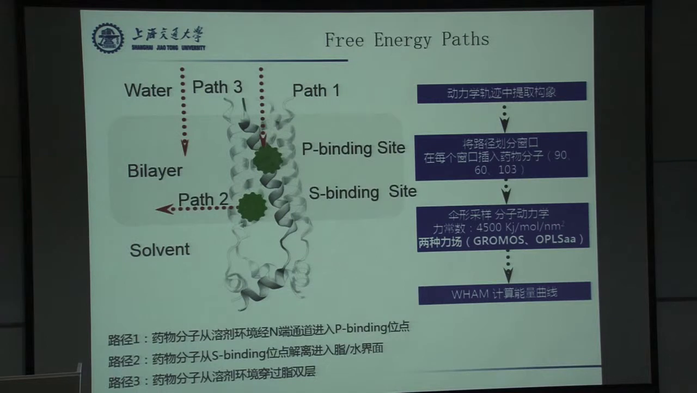We did the free energy calculation to see which binding is favorable in this situation, because there's a lot of debate on where the molecule binds on this M2 channel. So we constructed these few paths where the molecule, which is hydrophilic, goes from the solvent to this binding site and to this barrier. This is the membrane, and also to this binding site.